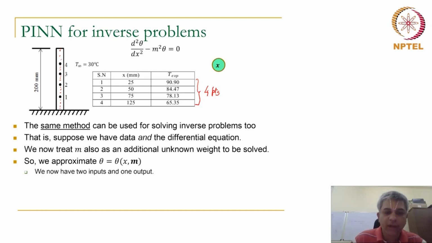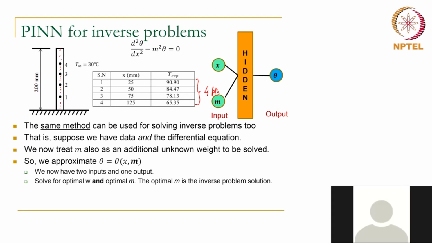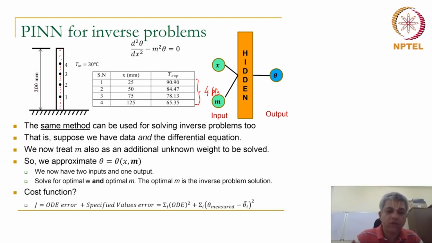So you approximate theta of x, m and you have multiple weights. You don't need to solve it only in this way. There are multiple other ways of doing it, but this is one way of doing it. Okay, you solve for optimal w and optimal m, and the optimal m is the inverse problem solution. So just like I told you before, you have the ODE error and you have theta measured at these 4 points, the error for that, and you optimize so that this error is minimized.